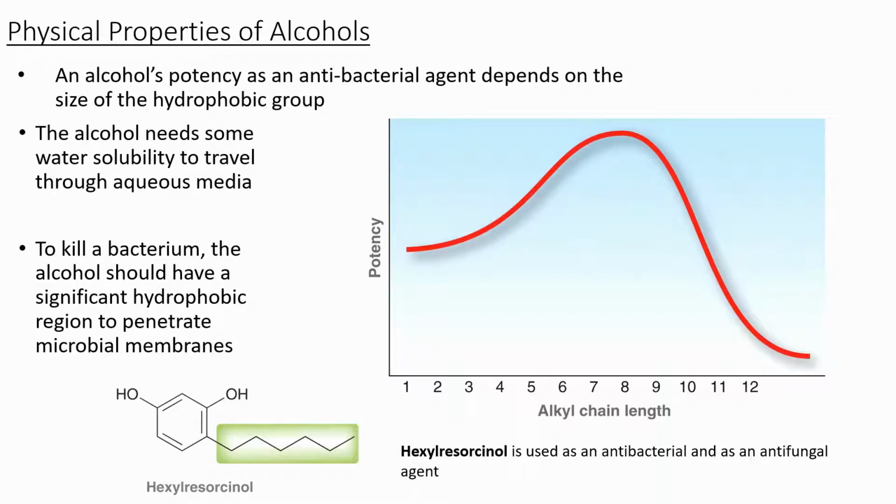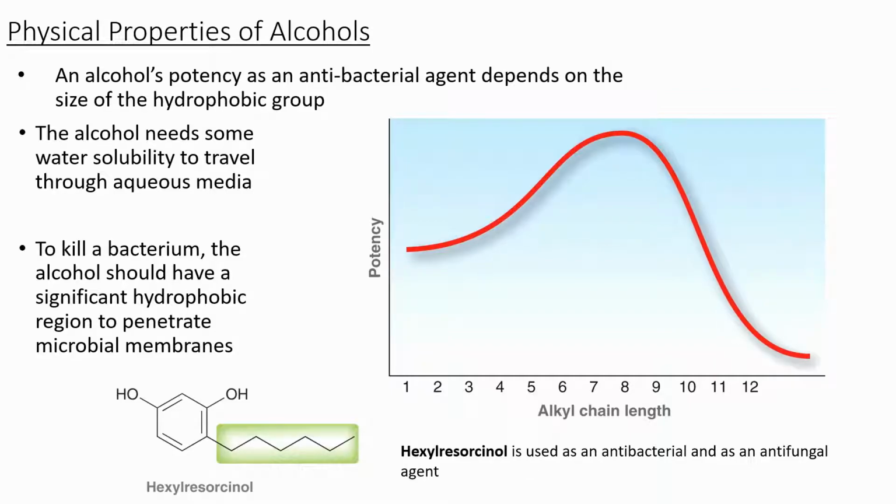An alcohol can be used as an antibacterial or an antifungal agent, and this property depends strictly on the alkyl chain length. So you can see here on this graph the potency of how well it acts as an antibacterial or antifungal has a sweet spot between an alkyl chain length of 6 and 10, where it's most effective. And this is because the alcohol needs to have some water solubility to travel through the aqueous media. So you need those OH groups forming their hydrogen bonds.